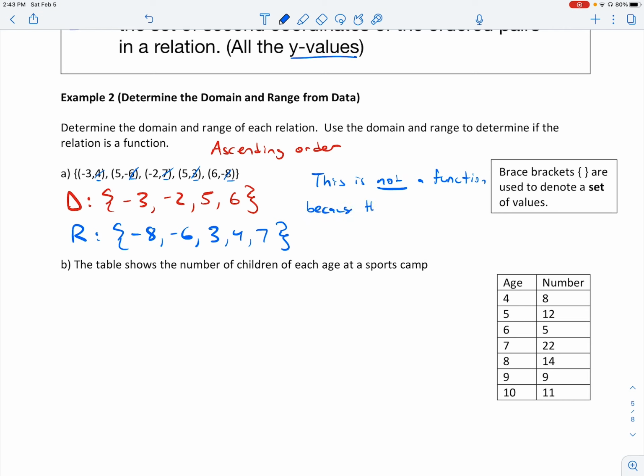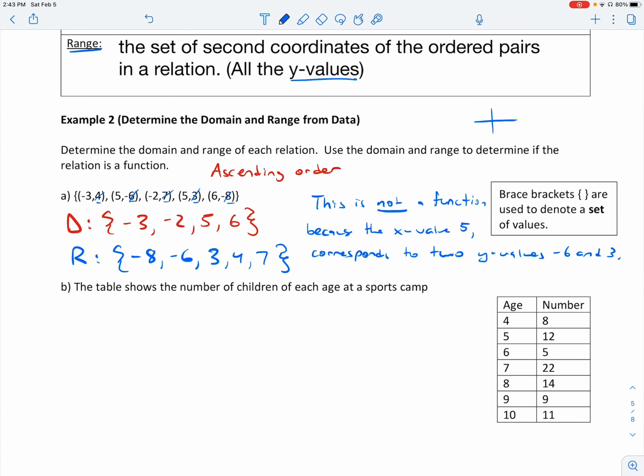because the x value 5 corresponds to 2 y values. What was it? -6 and 3. Each x can only have one y. So this is breaking that rule because 5 corresponds to -6 and 3. What that would look like on the graph is we would have 5 somewhere out over here, and then we would have the 2 y values. We'd have one at +3 and another one down at -6. They're right on top of each other, and that would actually break the vertical line test, right?